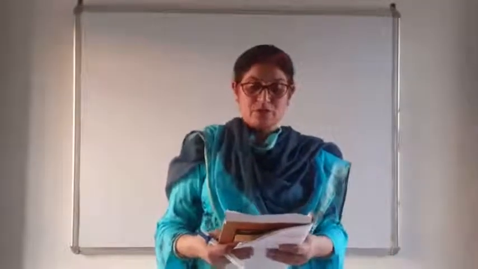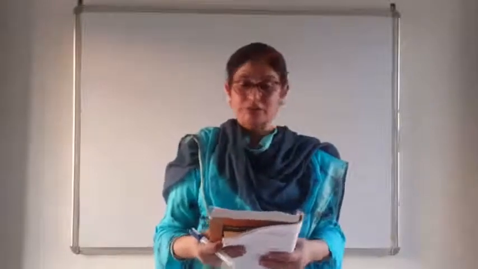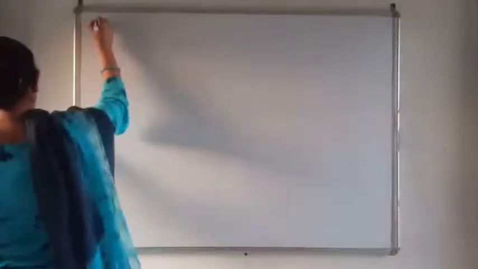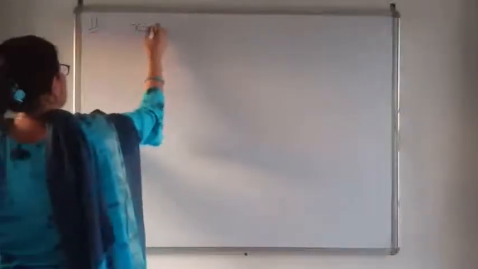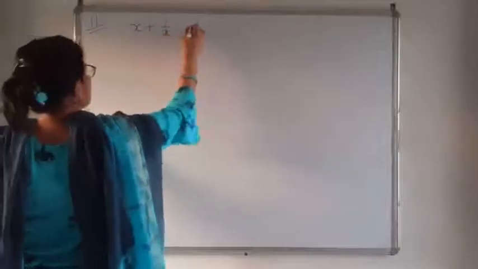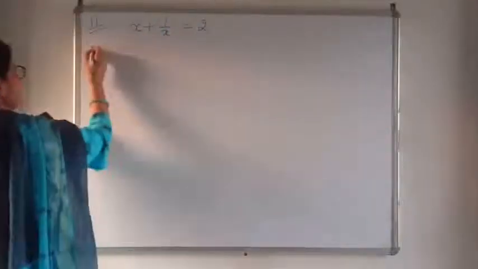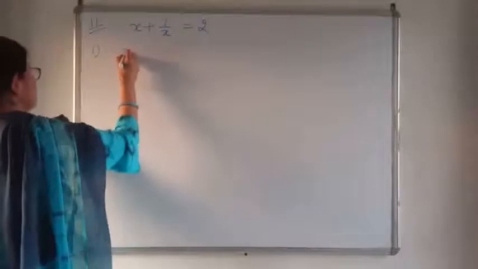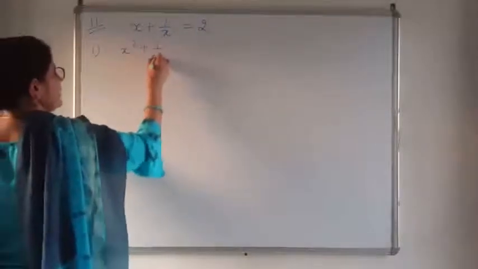Next question is 11th. In this question, the value of x plus 1 upon x is given as 2. Using this value you have to find all the 3 parts. So the value of x plus 1 upon x equals 2. Using this, in the first part you have to find the value of x square plus 1 upon x square.